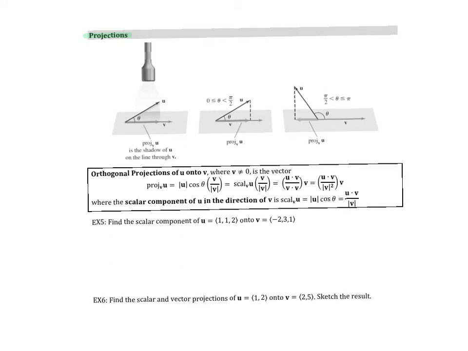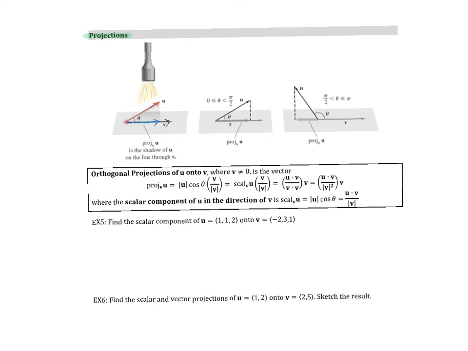And when we talk about projection vectors, let's say we have this vector u. And imagine that we're shining this light on u. And we're going to get a shadow of u onto some vector v. Okay. So the shadow of u will create a vector that is parallel to our vector v.